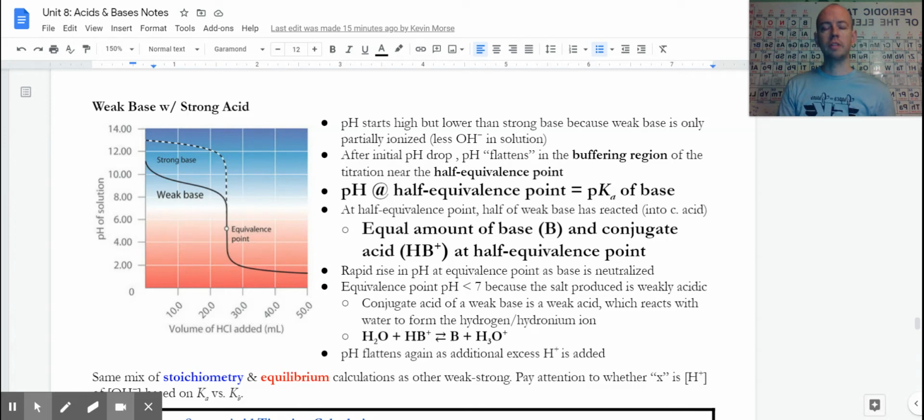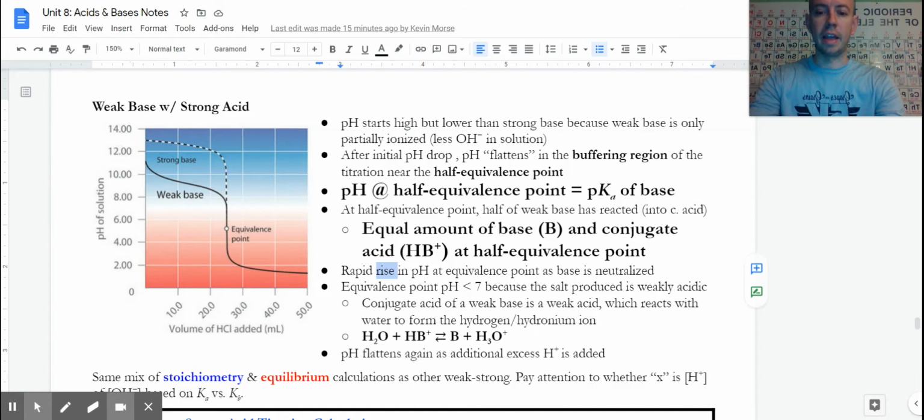So the half equivalence point, once again, is very important in terms of pH, pKa, also knowing we have an equal amount of the two. Anything before the half equivalence point, we have more base than conjugate acid. Anything after the half equivalence point, we have more conjugate acid than weak base. Those are good conceptual questions you can be asked about.